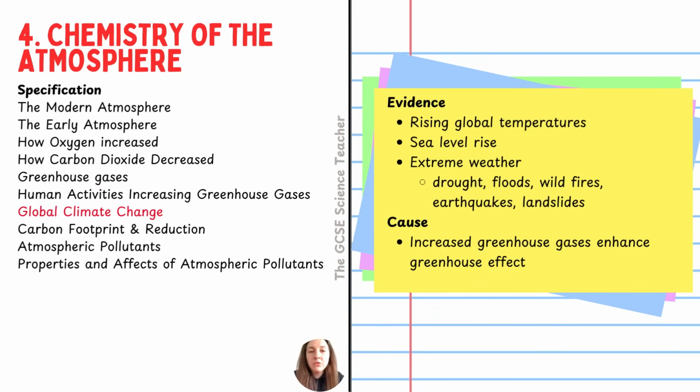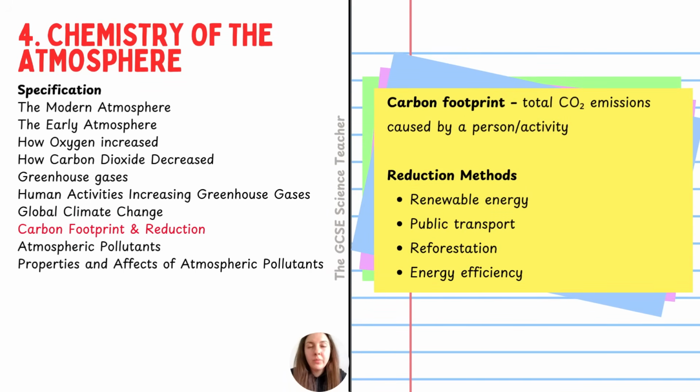The effects are rising global temperatures, sea levels rising because of the melting ice caps, and extreme weather including drought, floods, wildfires, earthquakes, and landslides. The cause of this is the increasing greenhouse gases as well as the greenhouse effect. CO2 emissions caused by a person or activity is what we refer to as the carbon footprint. A way to reduce this is to use renewable energy resources, public transport, reforestation and planting new trees, and energy efficiency.